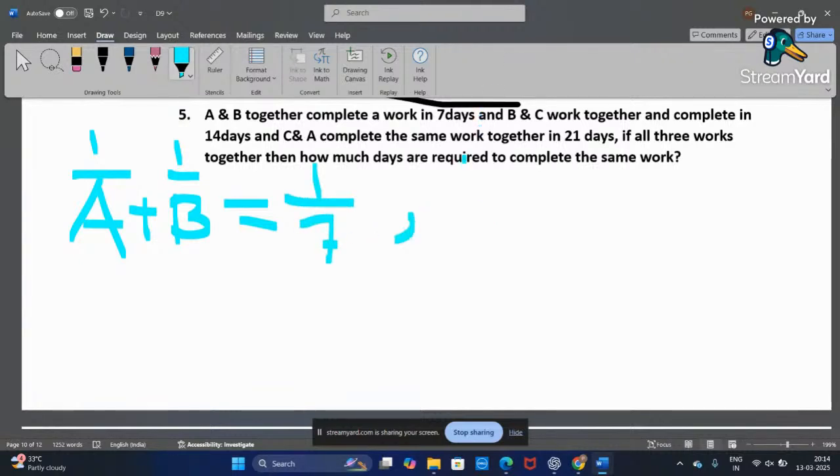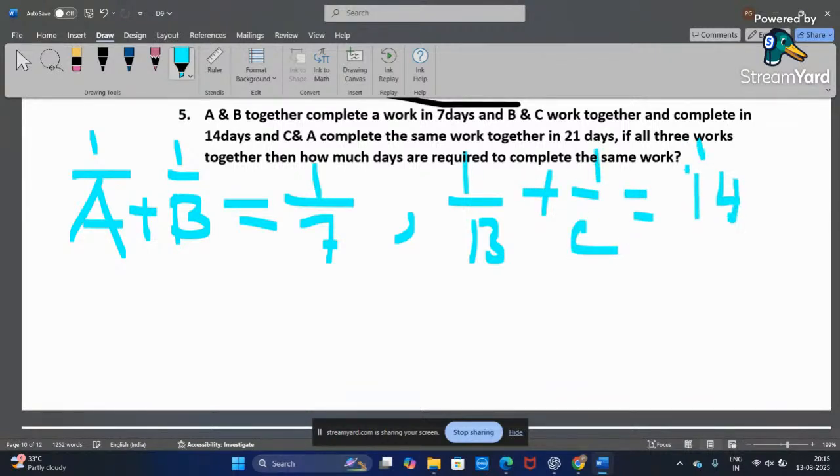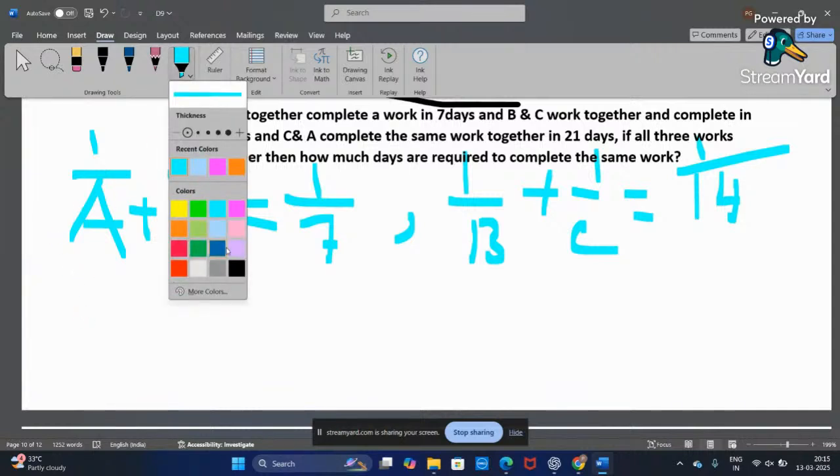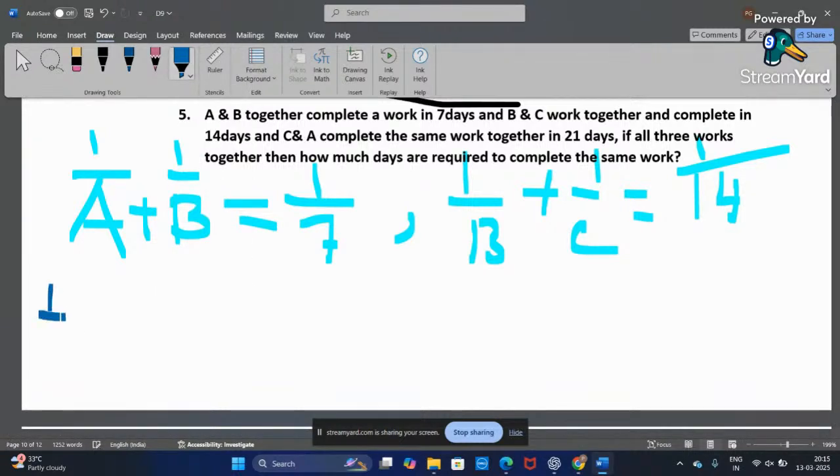Same way, B plus C, they together complete in 14 days. That is 1 by 14. Next, let me take another color. So next, 1 by C plus 1 by A together takes 1 by 21. Okay. Now what do you have to find? If all three work together, then how many days are required? We need the answer of 1 by A.